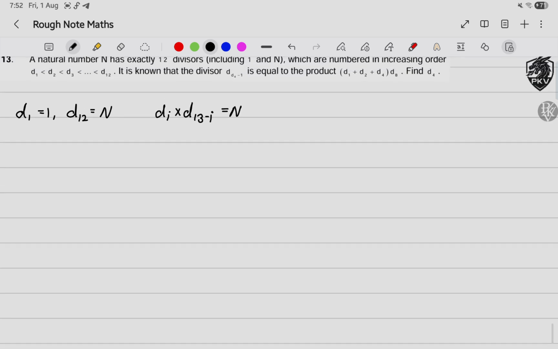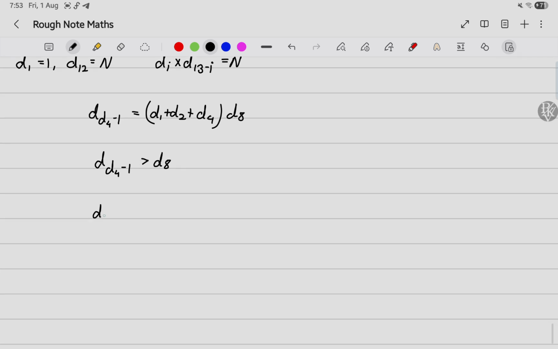So let's write what they just gave. d4 minus 1 will be equal to (d1 plus d2 plus d4) whole times d8. What we have to note here is that d8 is multiplied with a particular constant that is not less than 1. So d4 minus 1 will be greater than or equal to d8.